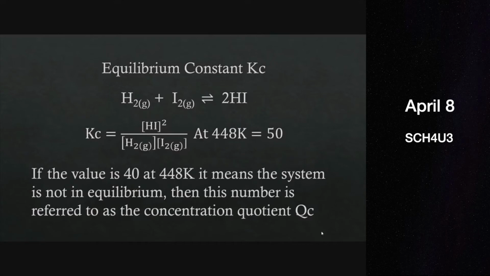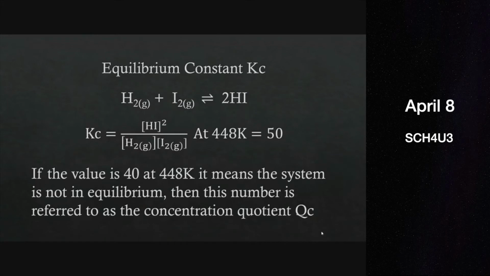The concentration ratio determined at 448 Kelvin for us gave us a value of 40, which means the system is not in equilibrium. And this number is what we refer to as the concentration quotient, because that numerical value is not the same as the equilibrium constant. So to differentiate the number that you get when you substitute it in an equilibrium expression, instead of calling it equilibrium constant, we call it concentration quotient. So you take the concentration quotient, compare it to the equilibrium constant, and make a simple prediction.